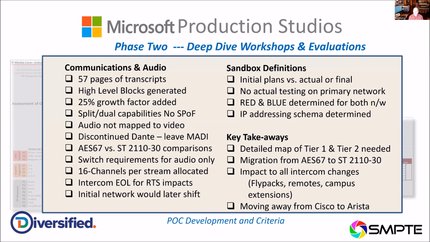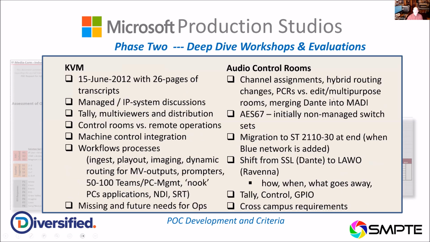The key takeaways from the end of these sessions or these workshops was a detailed map of the tier 1 and tier 2, and a definition, a plan for how we're going to get from AES67 to 2110-30, which is the audio format for IP. And then what would be the impact of all the intercom changes, all the fly packs out in the field, all the remotes, all the campus extensions. Since Microsoft not only operates things in their studios, they operate a number of conference centers, huge conference centers, and a number of smaller facilities for production, including one that sits in the CEO's office itself. And then, of course, the moving away from Cisco to Arista.